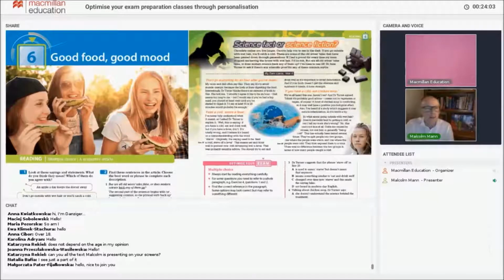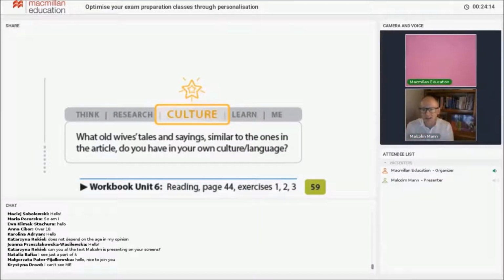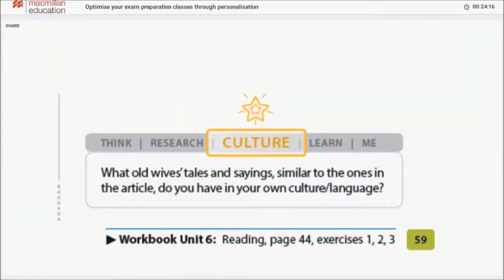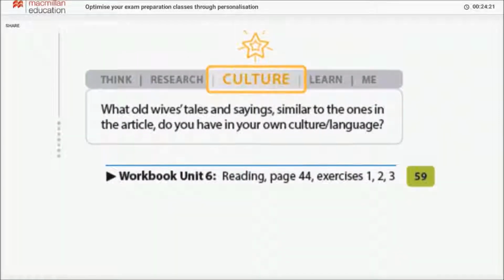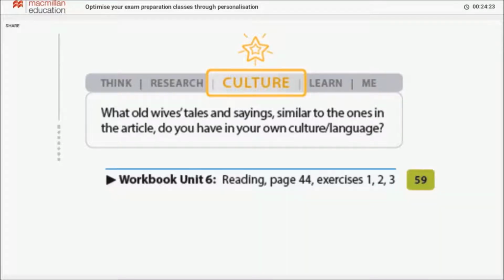Now, this is a typical reading spread, and the text is all about old wives' tales and sayings like, should you go swimming for an hour after you've eaten, things like that. And then at the end, we have this section. It's not Have Your Say anymore, but 5 different categories: think, research, culture, learn, and me. And this particular one is culture. So what old sayings, similar to the ones in the article, do you have in your own cultural language?